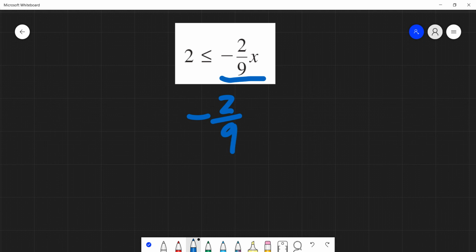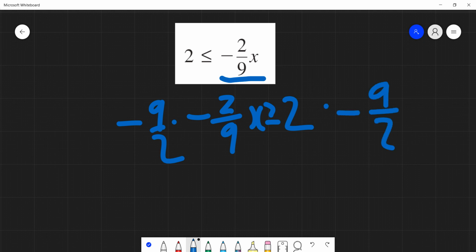So I have negative 2 over 9 x, which is greater than or equal to 2. So now what I'm trying to do here is, as normal, isolate x, right? So you just multiply this by negative 9 over 2, the reciprocal of this expression. But since I am multiplying by a negative number on both sides, you have to flip your inequality when you solve it. So that would mean x is less than or equal to negative 9. It's not greater than or equal to, it is less than or equal to, because I am multiplying or dividing by a negative number on both sides.